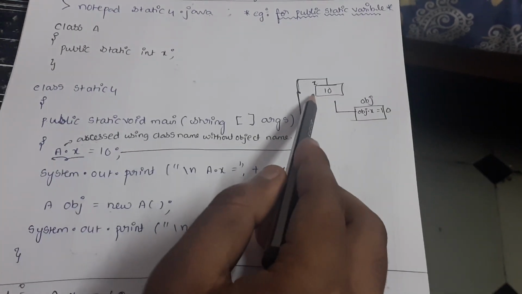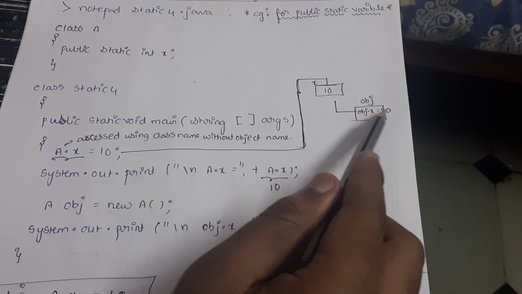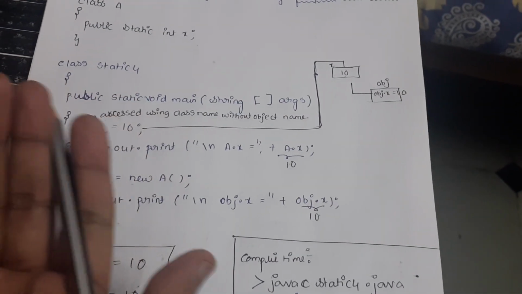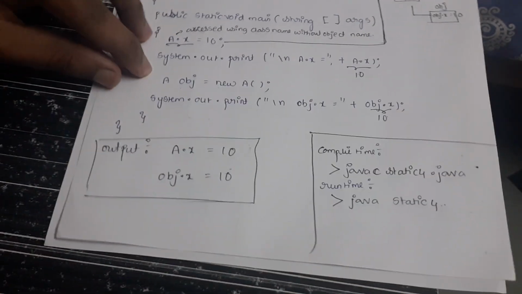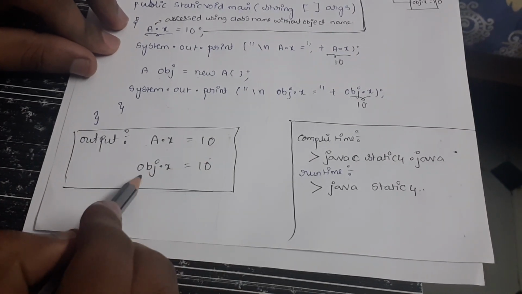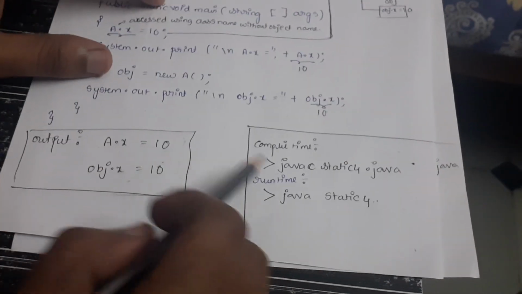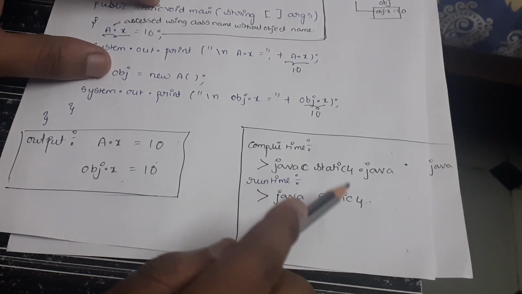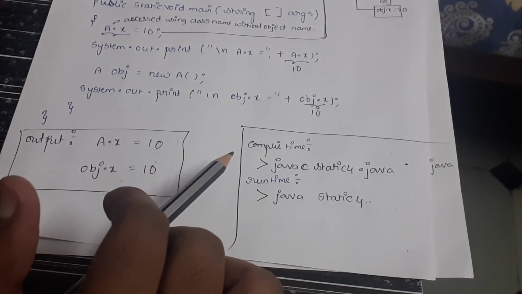See internally what happens. x is already stored with 10, right? Now this will be pointing towards an object, and object.x is 10, and this value will be printed on the monitor. In the same way, by using an object also we can generally access the value. So by both methods we can access the value. See the output here: A.x is 10 and object.x is also 10. Now let's see how to compile and run this program. At compile time, javac static4.java, at runtime, java static4. Now I'll show you how to compile and run this program in the command prompt.